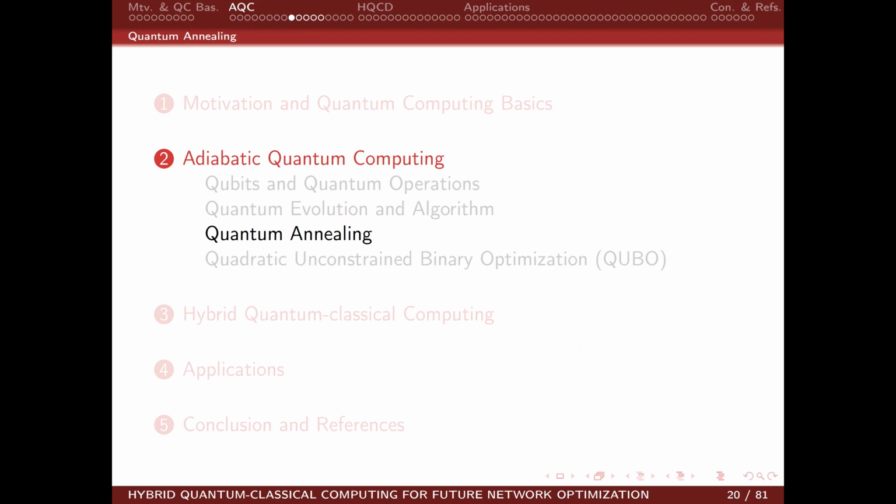Adiabatic quantum computing has very strict conditions, like requiring a closed system. Here, we relax some conditions and design the quantum annealing algorithms. The scientists design this quantum annealer. It's a very special kind of adiabatic quantum computer, but it is powerful now.